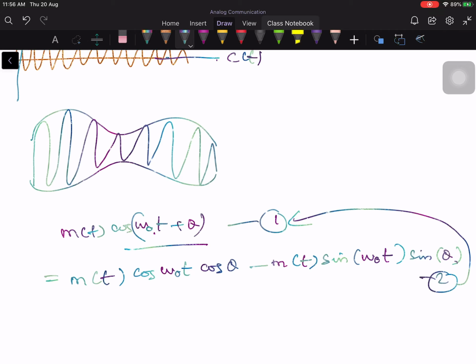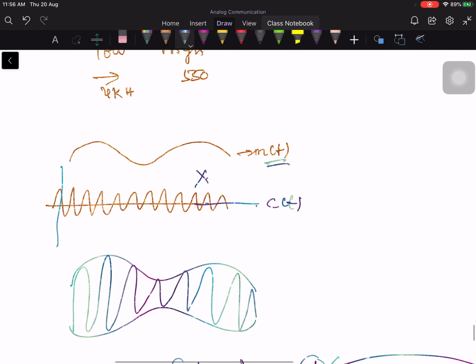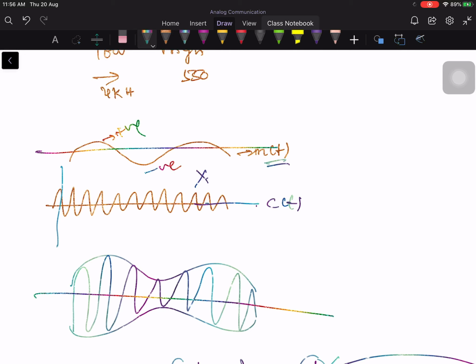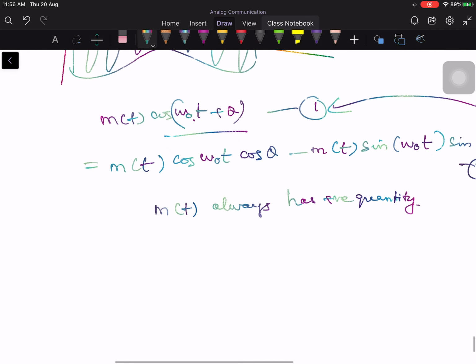This m of t always has a positive quantity. Why? Previously, see, it is varying like this, here m of t is positive and here it is negative. Now this is my zero line. But here the m of t is not coming to the negative side. So m of t is always positive in this expression.